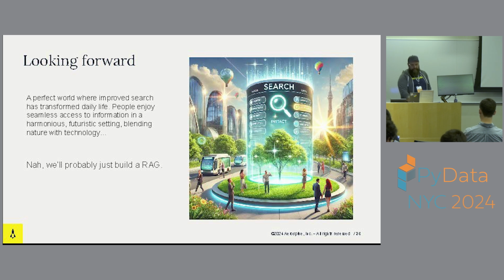So this was another ChatGPT image. I asked it to draw me a world where search has become so good that everything is just perfect now. And this is what it came up with: a perfect world where improved search has transformed daily life. People enjoy seamless access to information and a harmonious, futuristic aesthetic, right? That was supposed to be a joke.